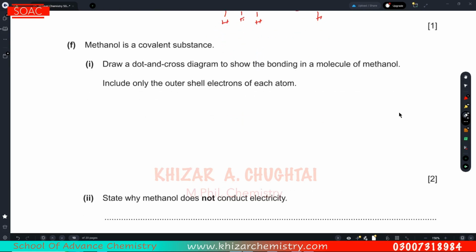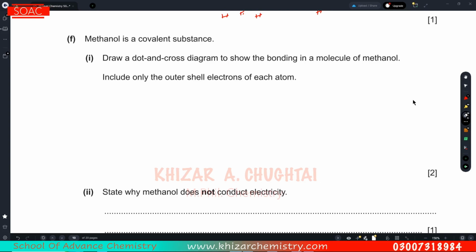Methanol is a covalent substance. Draw a dot and cross diagram to show the bonding in a molecule of methanol. Include only the outer shell electrons of each atom. So, dot and cross diagram for methanol. First of all, I am going to write the displayed formula of methanol. This is the displayed formula of the 1-carbon alcohol, which is methanol.